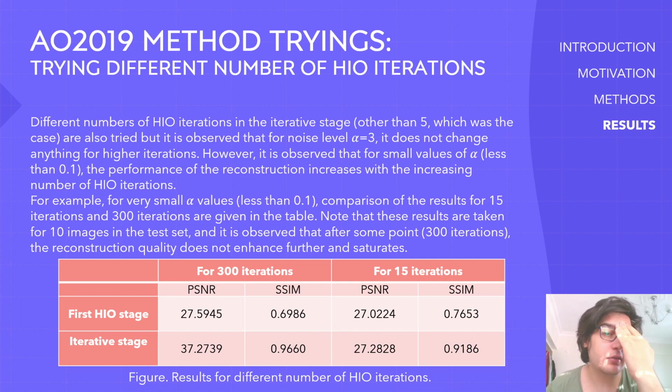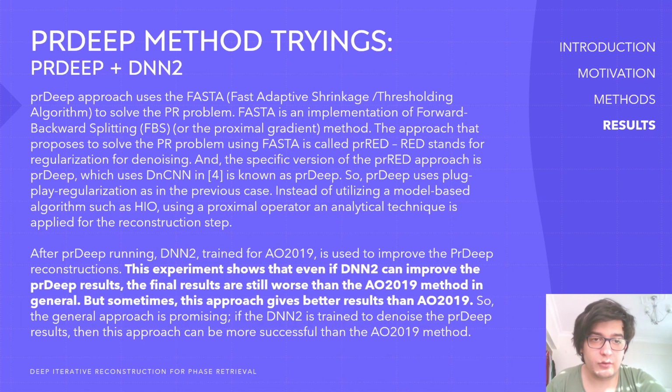I also tried different numbers of HIO iterations in the iterative stage, and I observed that with very small alpha values, this can enhance the reconstruction quality, since the measurements are very good. This is as expected. And I also tried to improve another modern method, PRDIP, which uses FASTA to solve the PR problem.